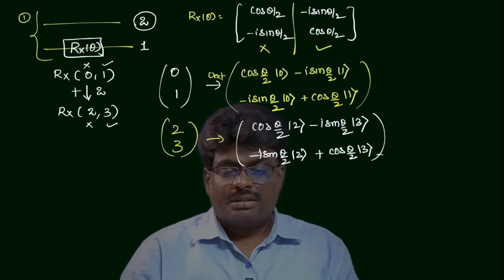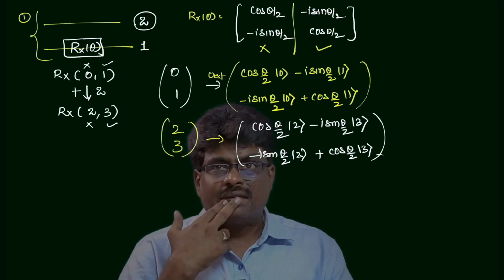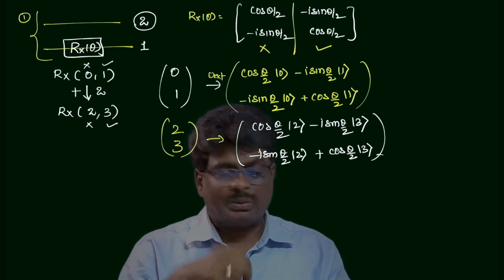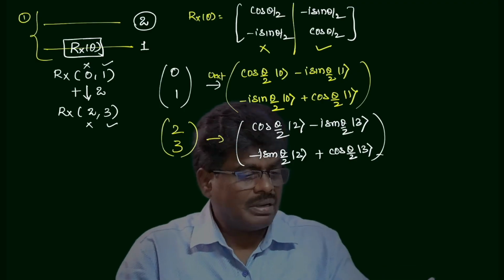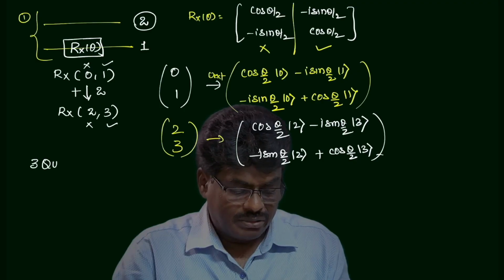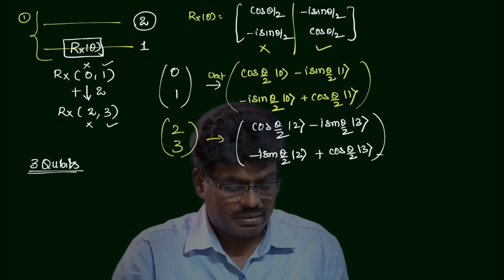Okay, so now you may have a doubt. For example, I have 3 qubits, then somewhere in the middle I have a single qubit gate. Then how to do this? I will explain one example. After that you can do it. Now for example, I have 3 qubits states.